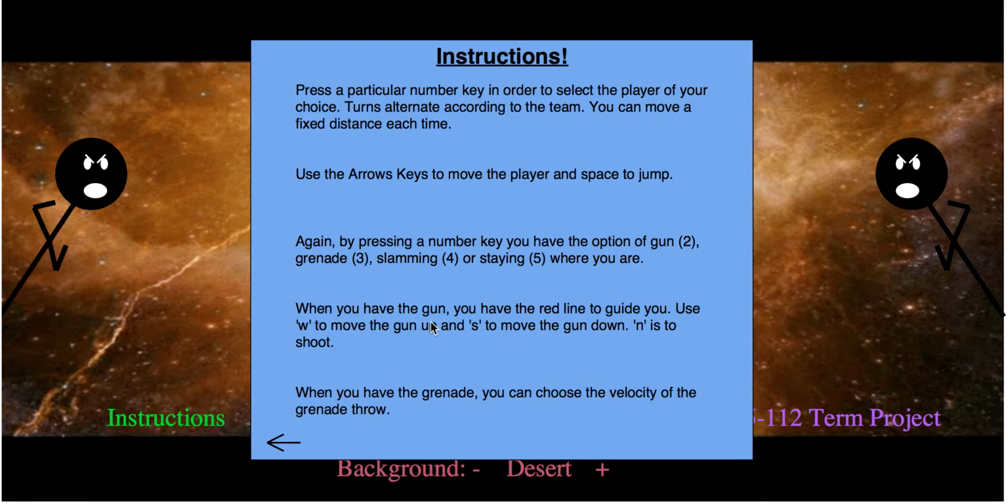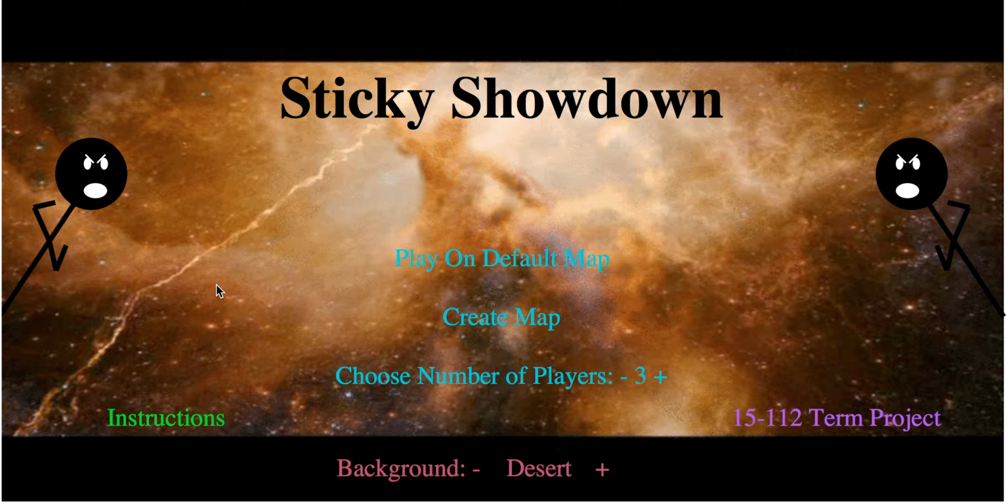The turns alternate between the two teams, and every time it's your team's turn, you can only control one player, and that player is chosen by you. And you have the option of using weapons such as guns and grenades to inflict damage on the other team's players. So let's start.